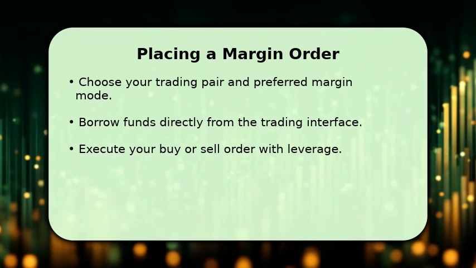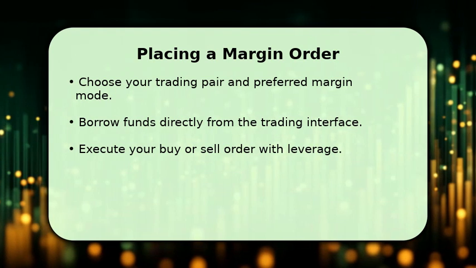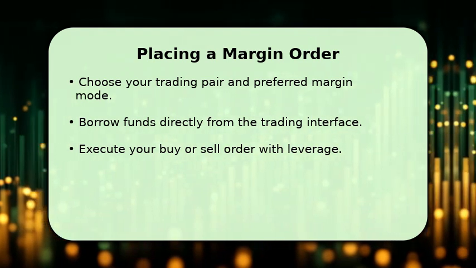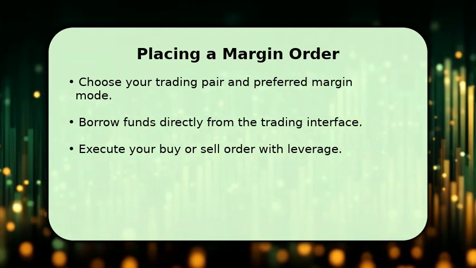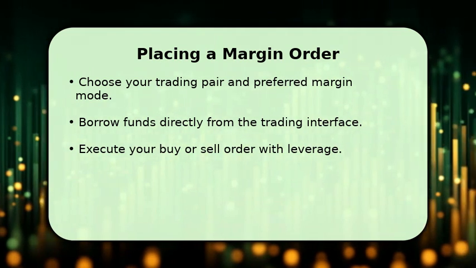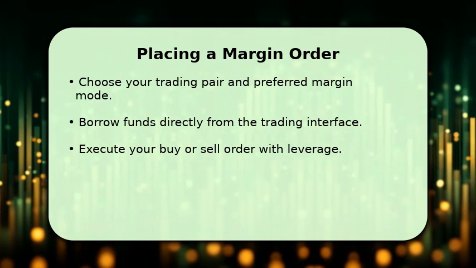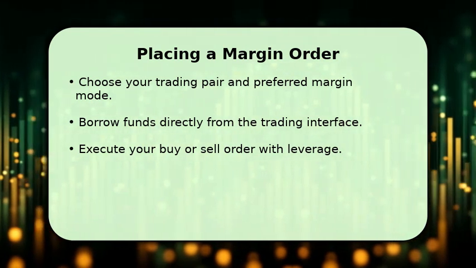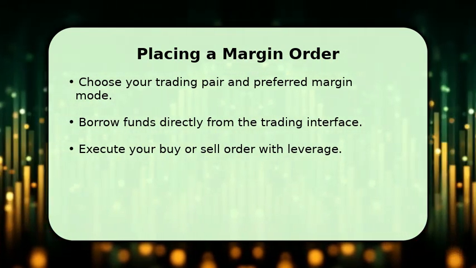Now let's place a trade. Select your desired cryptocurrency pair and choose either isolated or cross-margin. On the trading interface, you'll see an option to borrow funds. Specify the amount you wish to borrow. Once borrowed, you can then place your buy or sell order, effectively using leverage to increase your position size. Always keep an eye on your margin ratio.